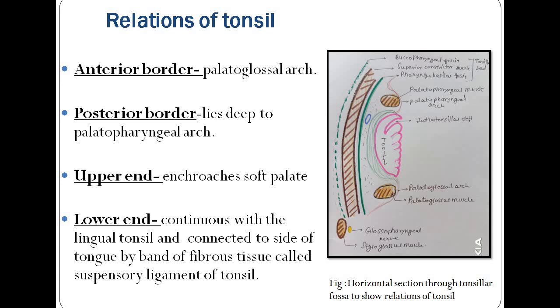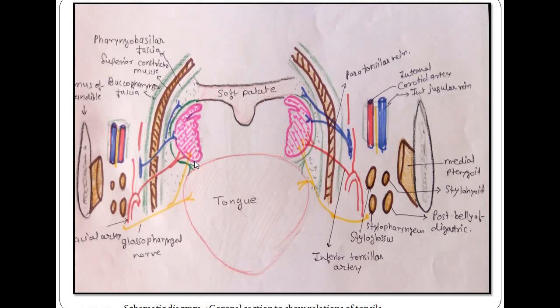Relations of tonsil. Anterior border, here in this horizontal section through the tonsillar fossa you can see the anterior border related with the palatoglossal arch. Posterior border lies deep to the palatopharyngeal arch. Upper end, it encroaches the soft palate, while lower end is continuous with the lingual tonsil and connected to the side of tongue by a band of fibrous tissue, that is the suspensory ligament of tonsil.